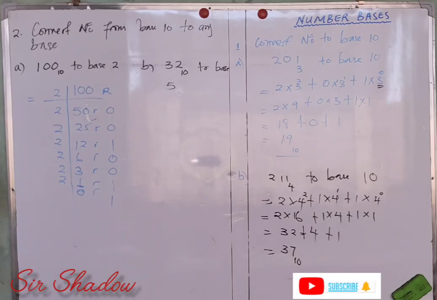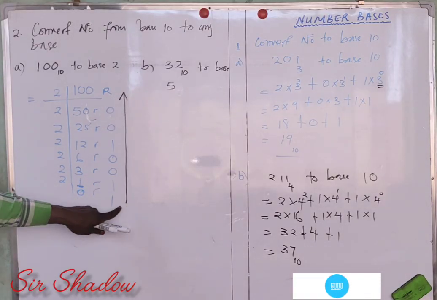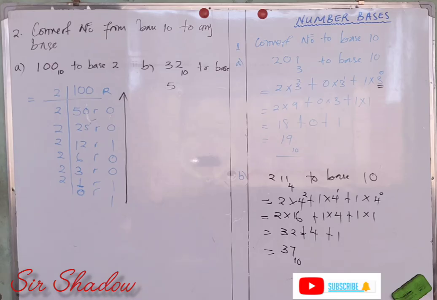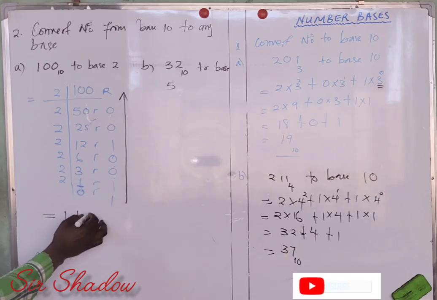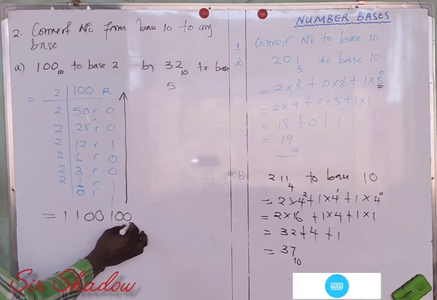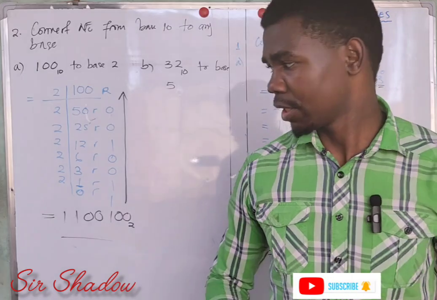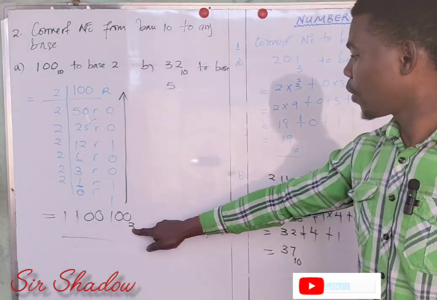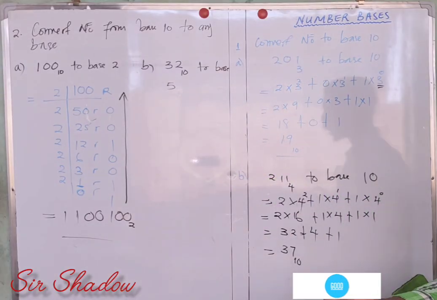So now we are going to collect our solutions. Whenever we are collecting the solutions, we take the remainders. How do we take these remainders? We take them from the bottom to the last value. So this gives us 1, 1, 0, 0, 1, 0, 0, base 2. You can even check if your answers are correct. Just check that all these digits are below the base. If you get any value which is equal to or above the base, it simply means your answer is wrong.